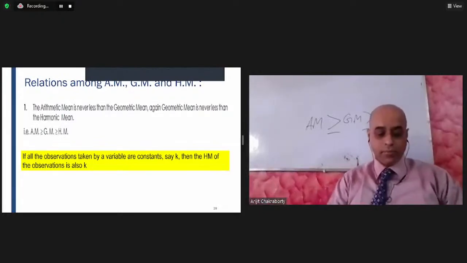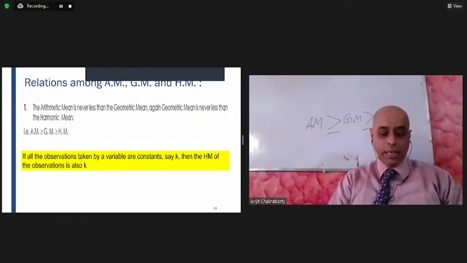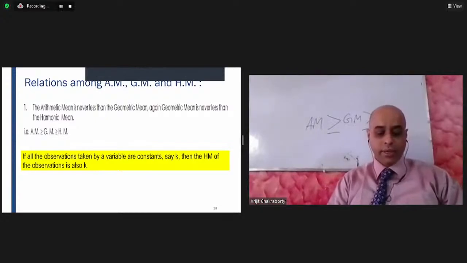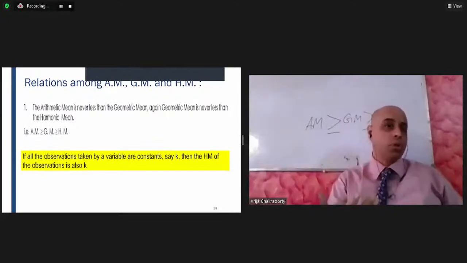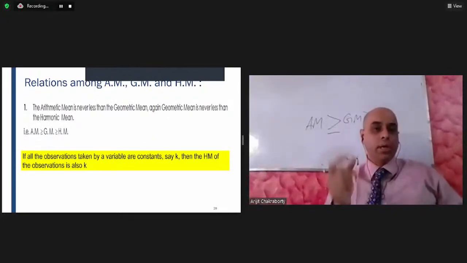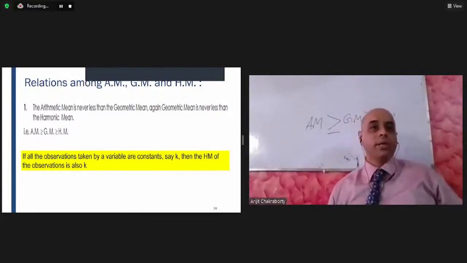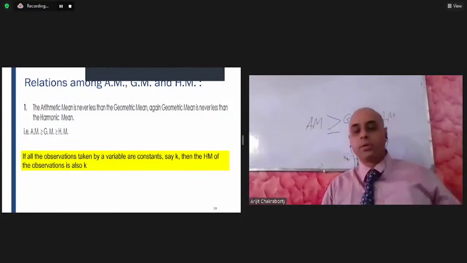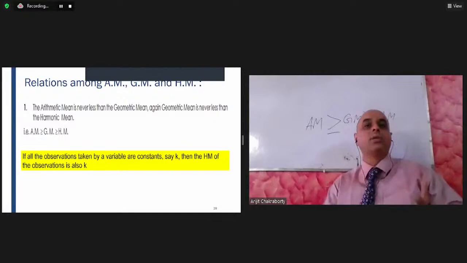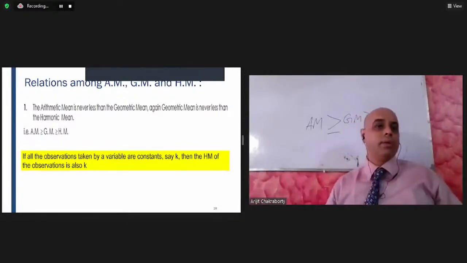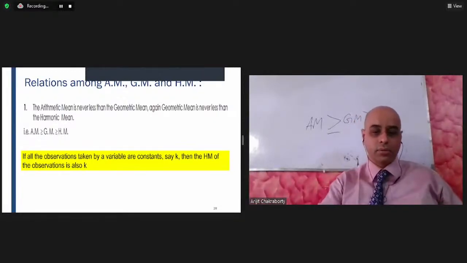One question has come from Miss Dhara Patel. In GM, can we consider negative observations? Yes, there can be negative observations, but then the root will become imaginary. Ultimately, when you are calculating the GM, if one of the observations is negative, then you will get an imaginary root. You will not get real roots. In quadratic equations, you have discussed real roots, rational roots, irrational roots, and imaginary roots.